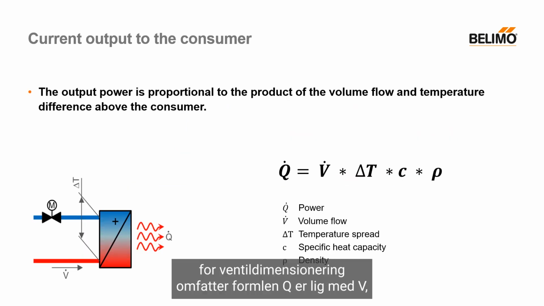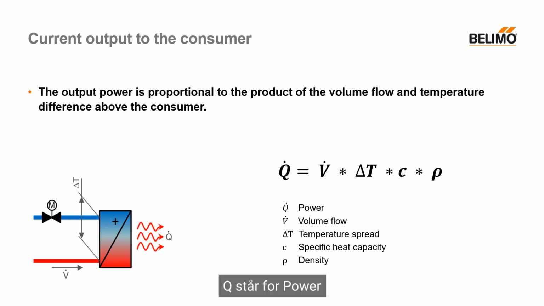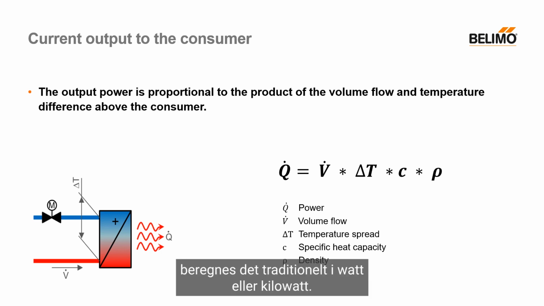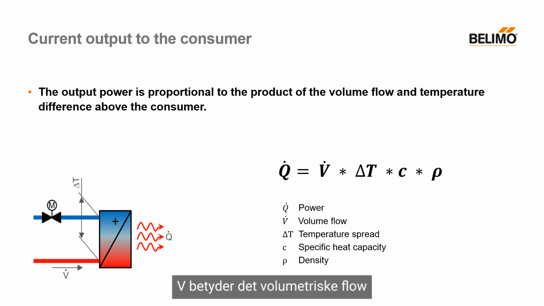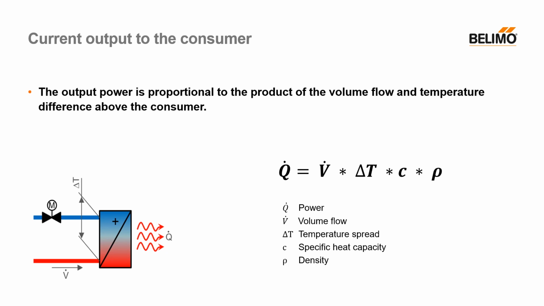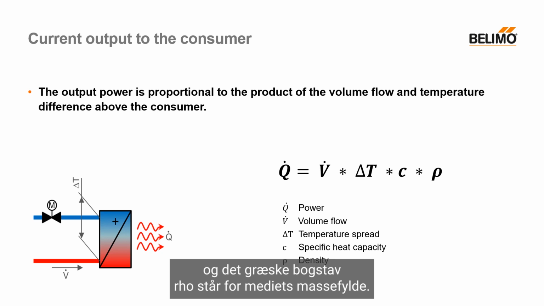The physical principles of valve sizing include the formula Q equals V multiplied by delta T multiplied by C multiplied by rho. Q stands for power. In heating technology, it is traditionally calculated in watts or kilowatts. V means the volumetric flow in cubic meters per hour. Delta T is the temperature spread, measured in Kelvin. C stands for the specific heat capacity and the Greek letter rho stands for the density of the medium.